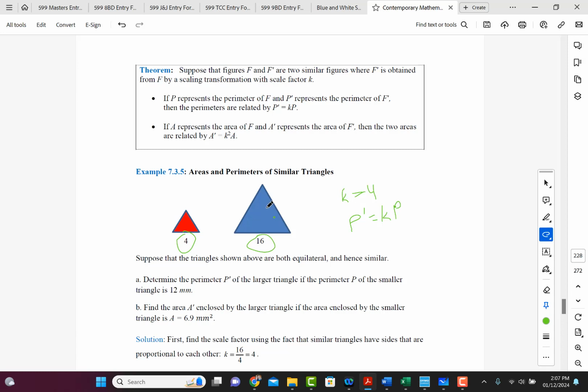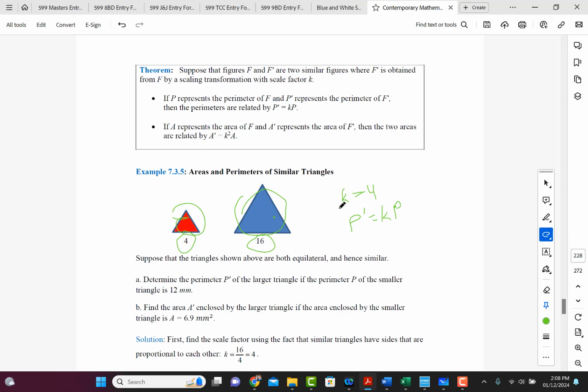Now, by the way, we're assuming that we're enlarging, but what if the larger triangle was the original triangle and we were going to the smaller triangle? Then it would be a different k. So k depends on where we're going. Are we enlarging or are we going smaller? If we're enlarging the triangles, then k would be 4 in this case. But what if we're going smaller? What if the blue triangle is the original triangle? Then k in that case would be 1/4. Okay, so it depends on the context as well. So keep that in mind.